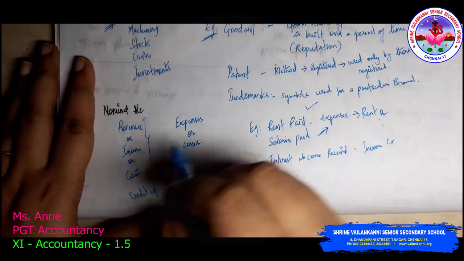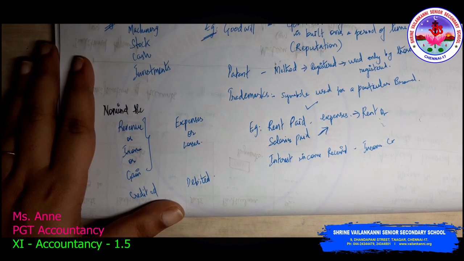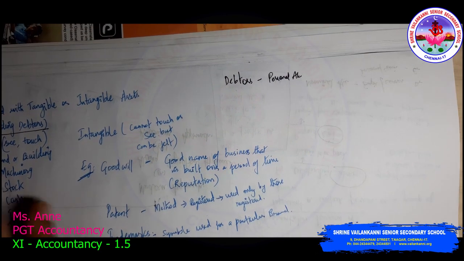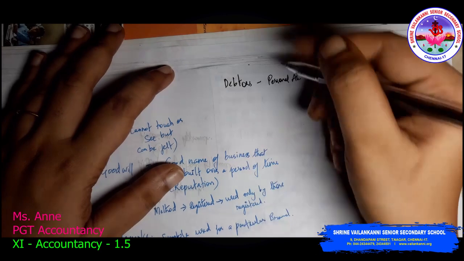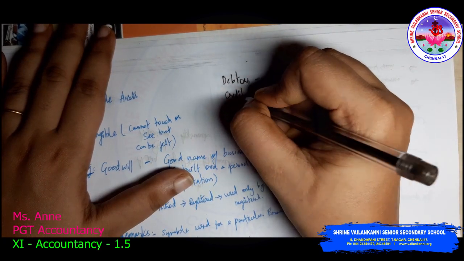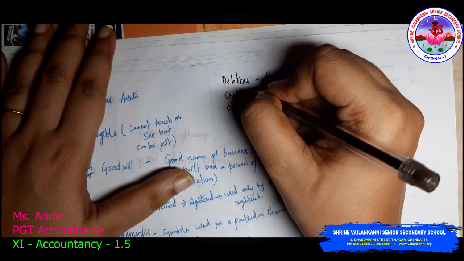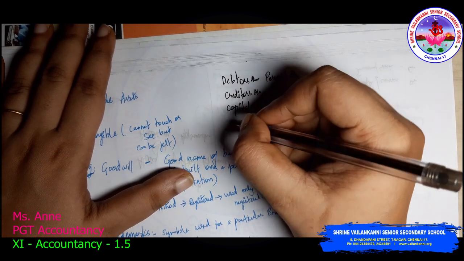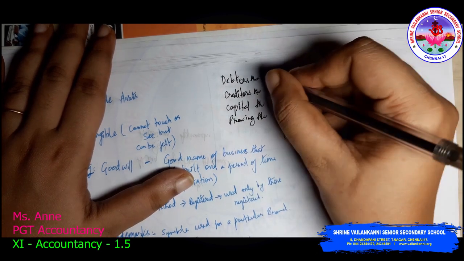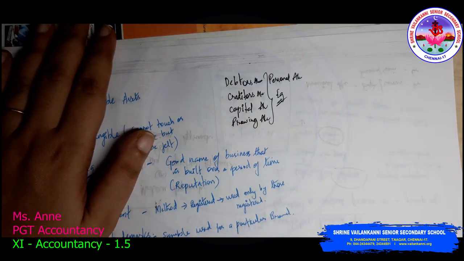Okay, so a basic understanding of all these things is a must for you. I told you that I will tell you some examples of personal accounts. Some examples of personal accounts can be debtors, creditors, capital account, drawings account. All these things are examples of personal accounts.